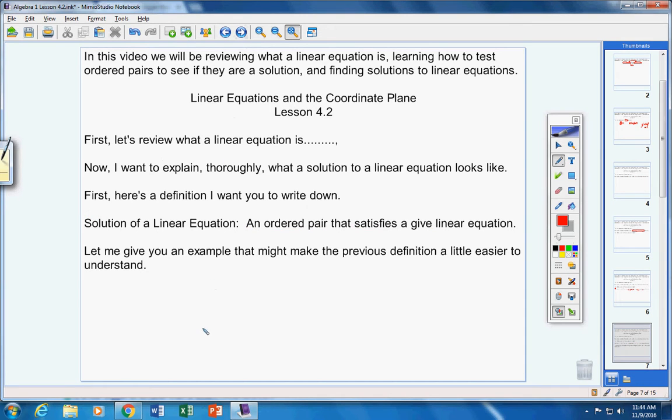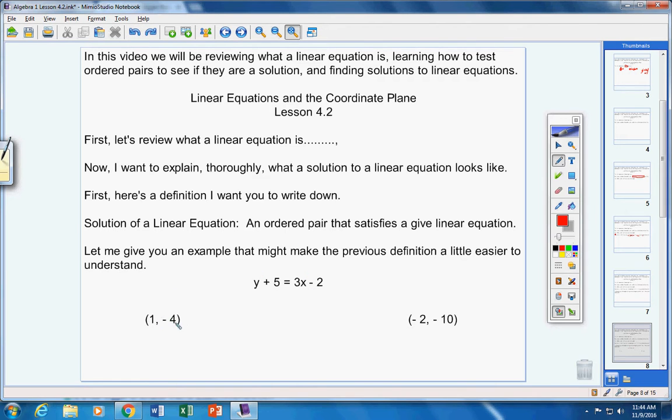Now let me give you an example that might make the previous definition a little easier to understand. Please copy down this example. Copy this in your notes, please, right here. Would you not agree with me that that is a linear equation? I hope you would agree with me on that. What is the power of the y? 1. What's the power of the x, or the exponent of the x? 1. So we have a linear equation, okay?